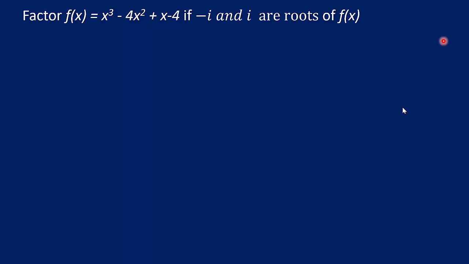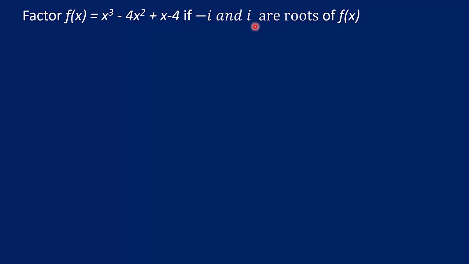What we want to do is take note of the connection between roots and factors of polynomials. And in particular with this video, we want to make a connection between non-real roots and factors of polynomials. So think about this one. We've got this polynomial. It's a third-degree polynomial, and we're told that negative i and i are both roots of the polynomial.